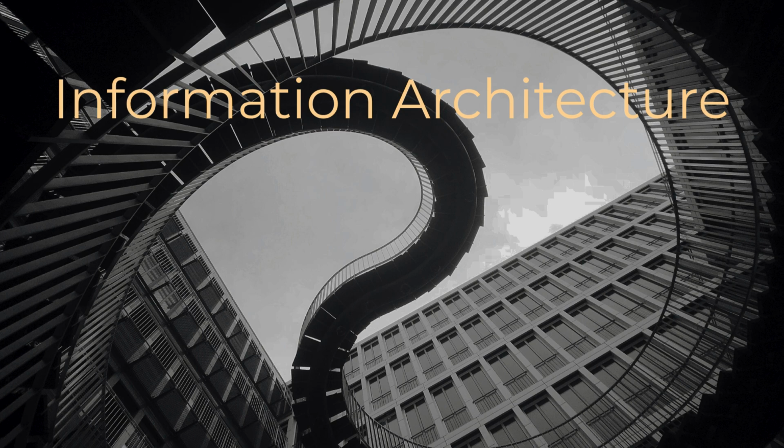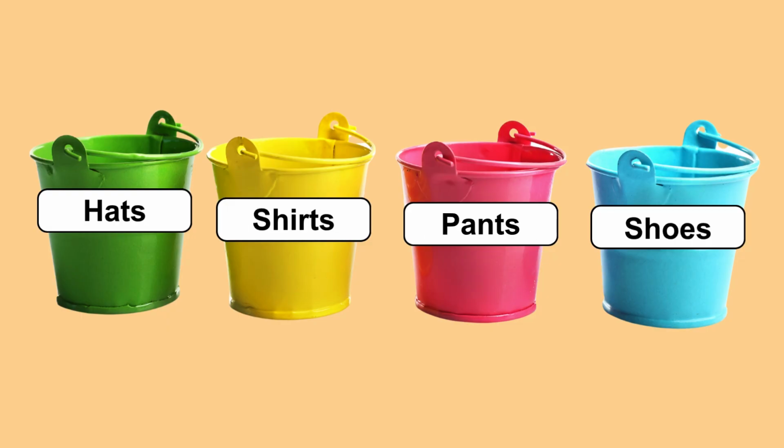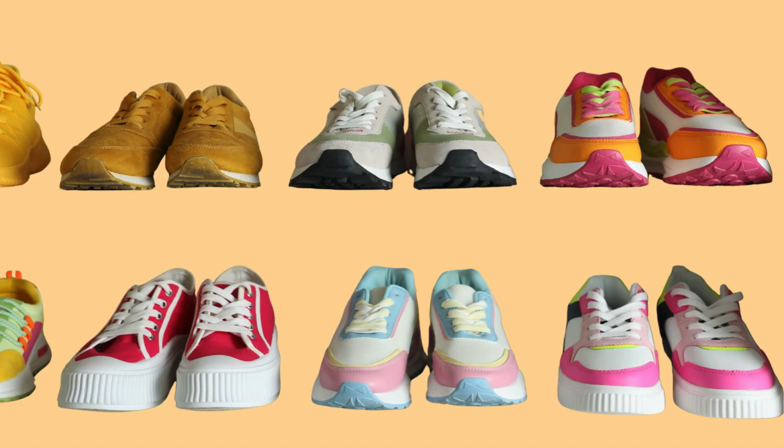The ways pieces of information are organized, named, and connected to each other to facilitate findability and usability is called information architecture. Information architects decide what categories the various pieces of information fit into and what those categories should be called in order to make it easier for the searcher to find particular pieces of information.